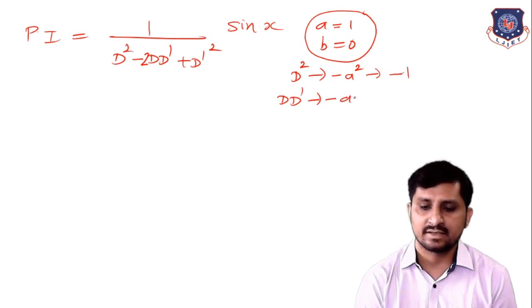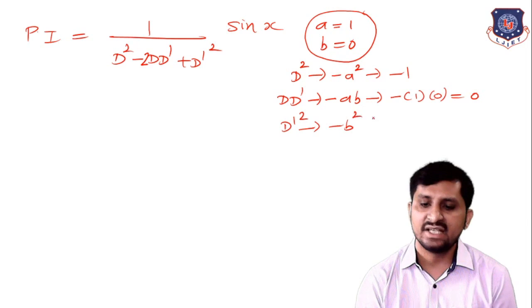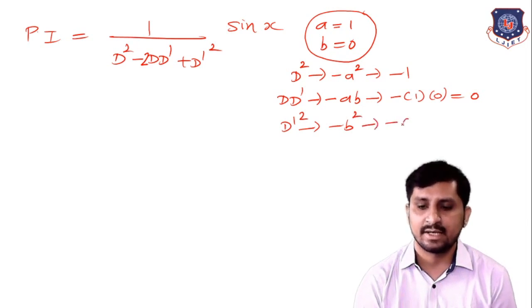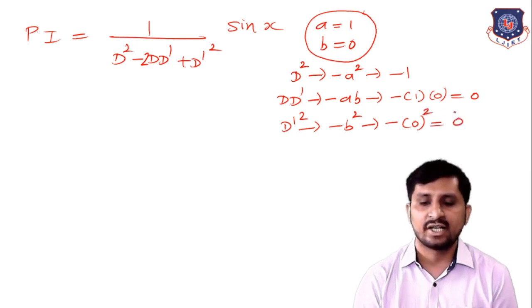Instead of d into d dash, I have to take minus ab. So that's why I have to take 0, because this is minus 1 into 0, which will become 0. Instead of d dash square, I have to take minus b square. And what is my b? b is nothing but 0, so minus 0 square, that's why 0. So now you can understand that instead of d square, I have to take minus 1.